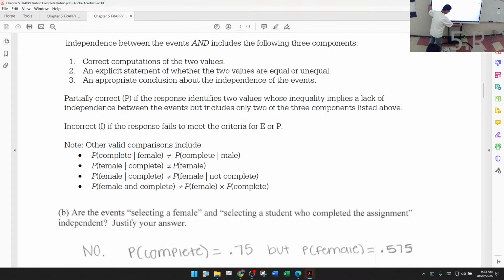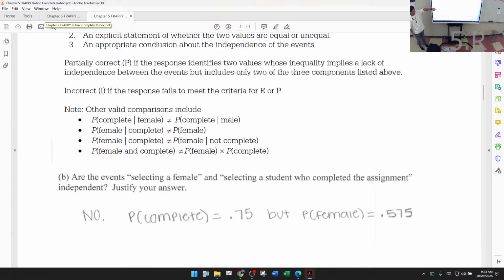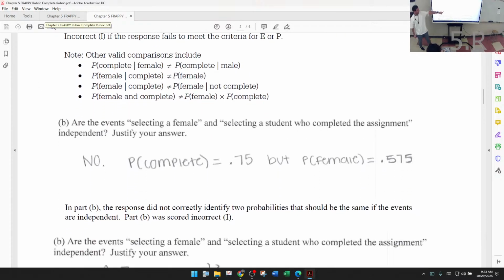Beautiful. Okay. Now, this student here says, no, the probability of complete equals 0.75, but the probability of female is 0.575. Nothing. They don't care that the probability of complete does not equal the probability of female. That has nothing to do with it.